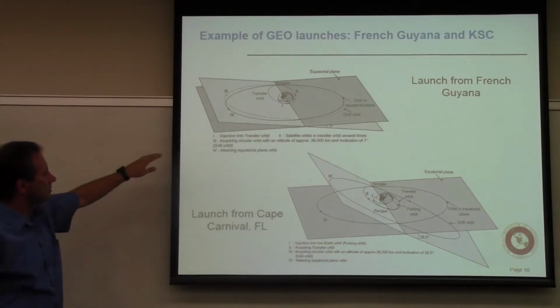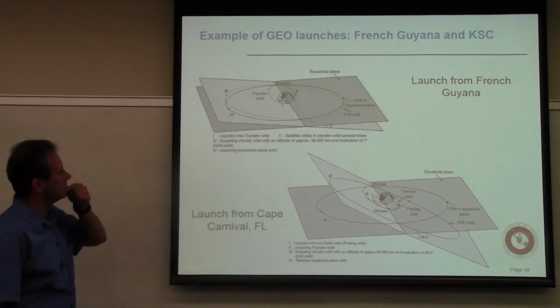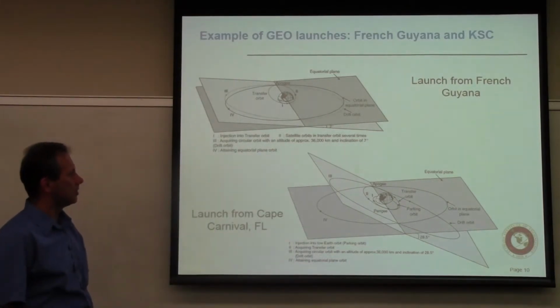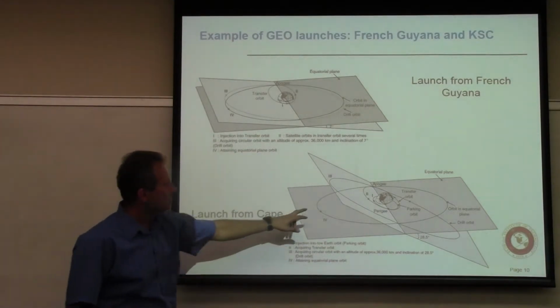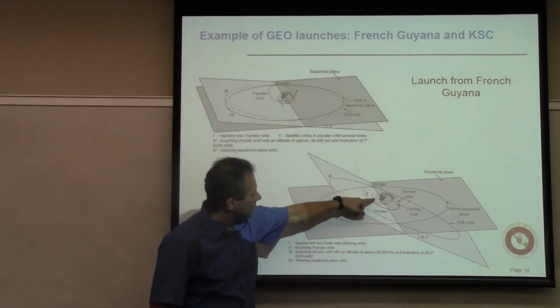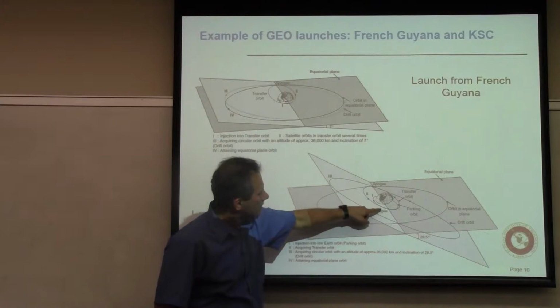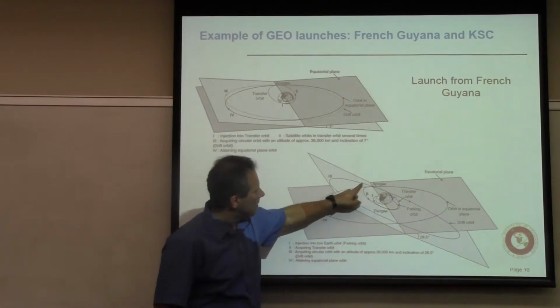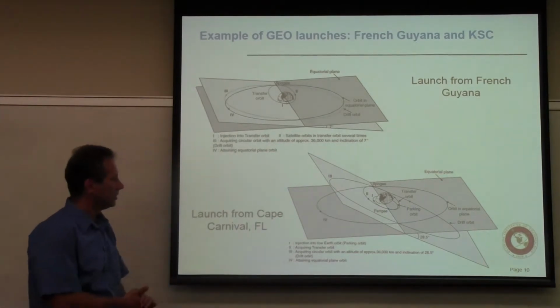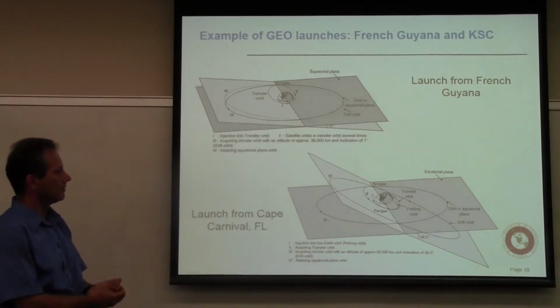Now, French Guiana is closer to the equator than Florida, so therefore this angle that you need to correct is somewhat small. And then this is a typical launch from the Cape Canaveral, Kennedy Space Center. In stage one, you put it in the parking orbit, and you kick at the perigee into the transfer orbit, another one, and then finally you put it into the equatorial plane.